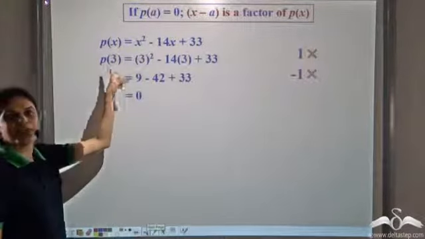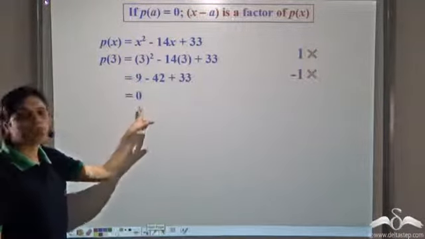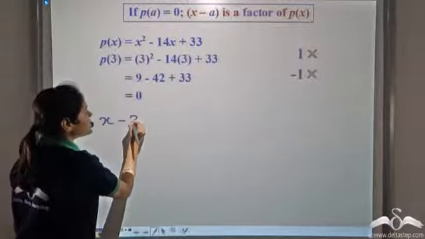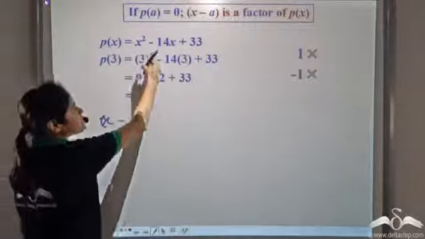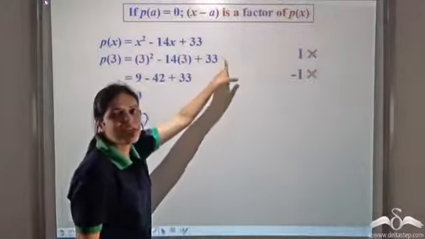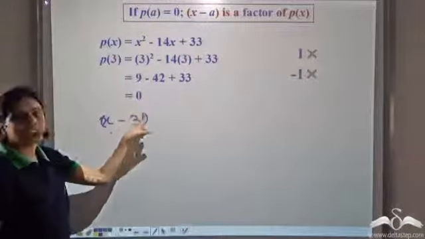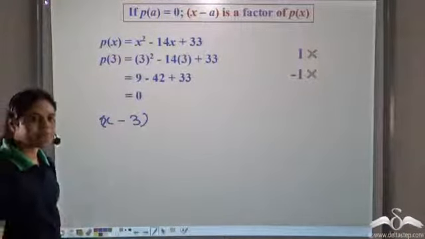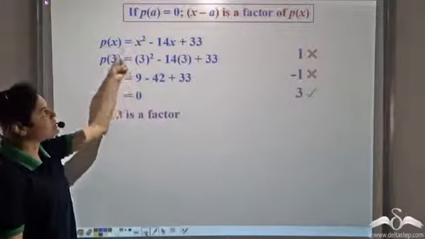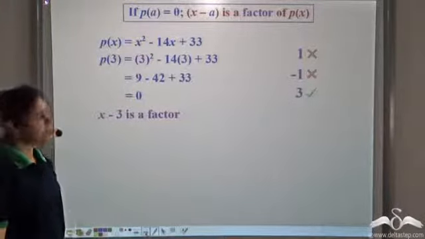So finally, we have got P(3) equal to 0. So we can say that x minus 3 is a factor of this expression, because if P(a) is 0, x minus a is a factor. So if P(3) is 0, x minus 3 will be a factor. So we say that x minus 3 is a factor of this expression.